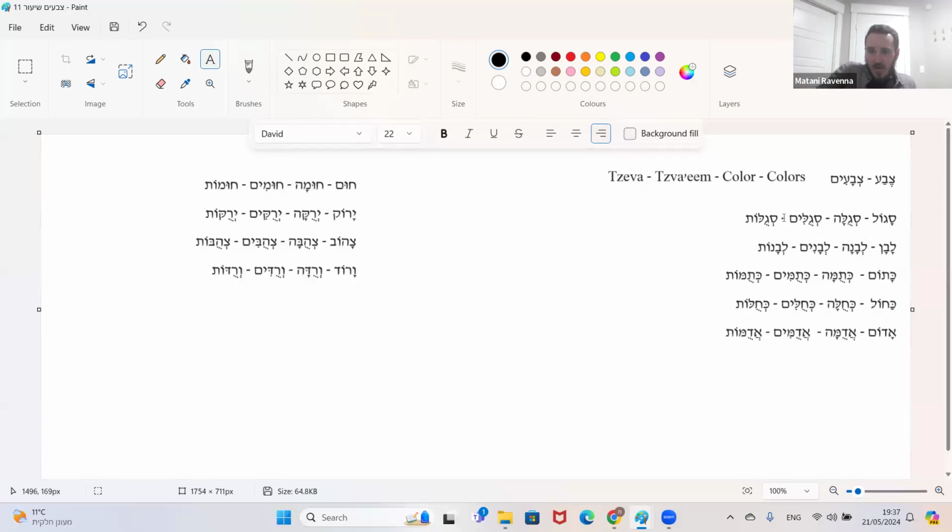And surprise, surprise, the example next to it that I'm moving my cursor around right now. Sgulot. Let's say I'm a group of women that are purple. Anachnu sgulot. Or let's say I have purple shoes. Na'alaim sgulot. I'm going to write it down here next to it.